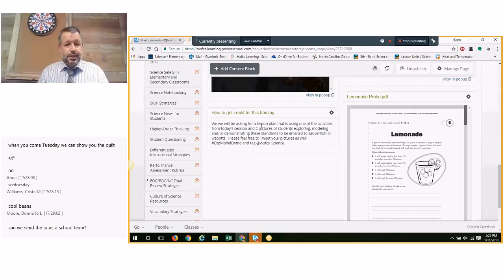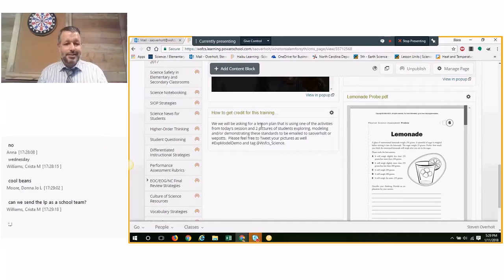For the tweets, we're using the hashtag EXP model demo for our Explorer model demonstrations. The district is WSFCS_science. The guy next to me here is Hot Pot Science on Twitter, and I am Sci Coach OV. So add us in there. We love to see what's happening in schools, and we're getting a lot more happening out there, and people are talking about it. We're really excited when we see those. So thank you for all of that.